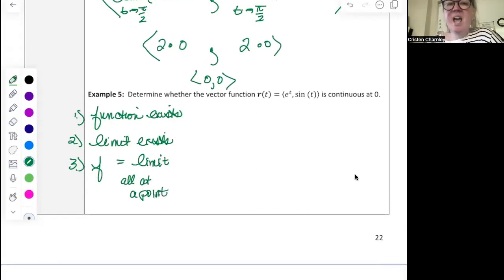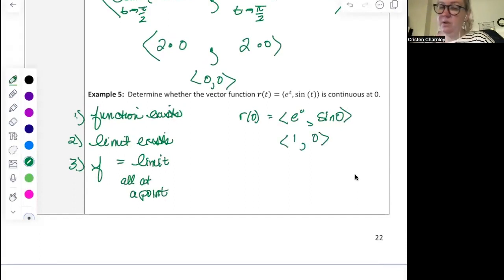This is going way, way, way back to Unit 1 when we were talking about limits. So continuity, same thing's going to happen here. You want to check out your function. So we're going to do 0. So I want the vector at 0. So r of 0 is going to be e to the 0, sine of 0. So e to the 0 is 1, sine of 0 is 0, so 1, 0. So yes, that vector function exists.